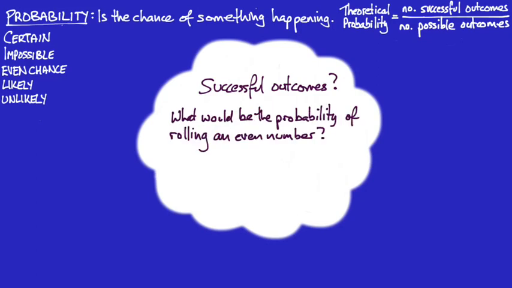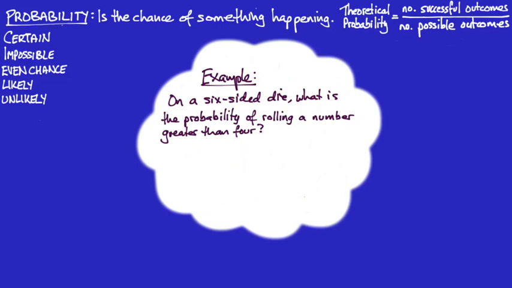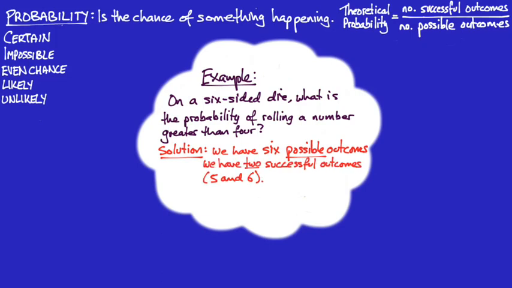What would be the probability of rolling an even number? Well, on a die there are 2, 4, and 6 are the even numbers. So there are 3 successful outcomes out of the 6 possible outcomes. So on this 6-sided die, what's the probability of rolling a number greater than 4? Well, we have 6 possible outcomes, and we have 2 successful outcomes, which would be 5 and 6 are the only 2 numbers that are greater than 4.